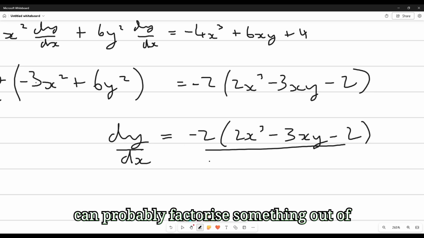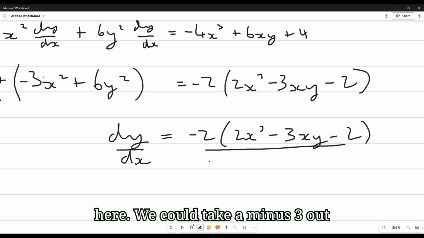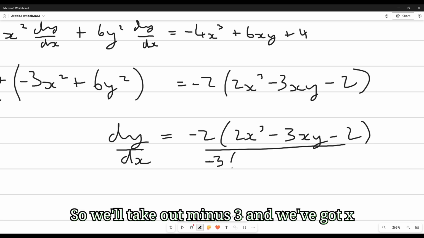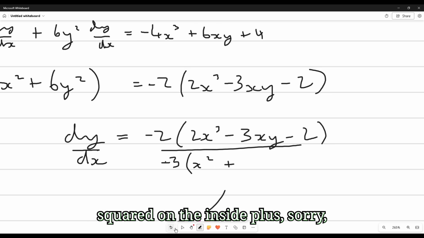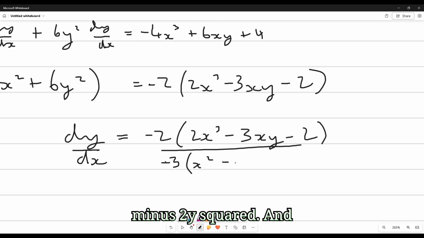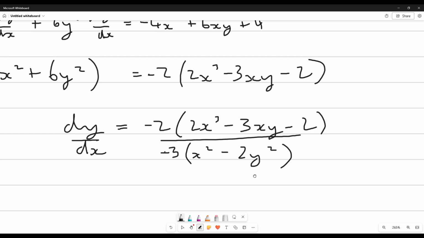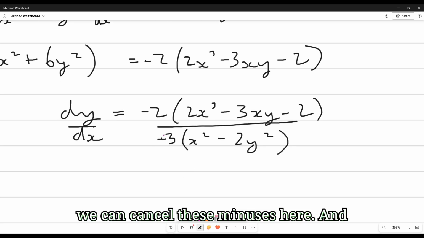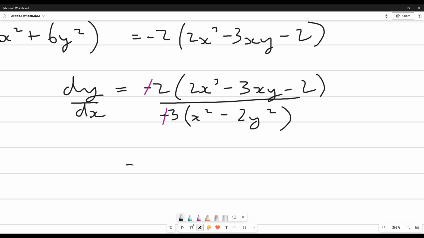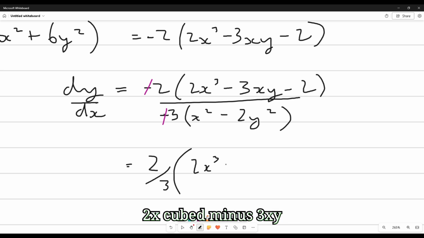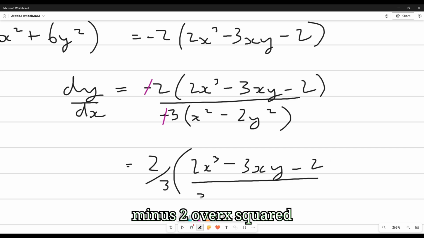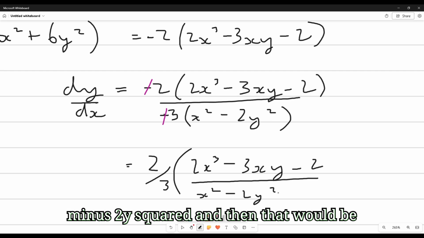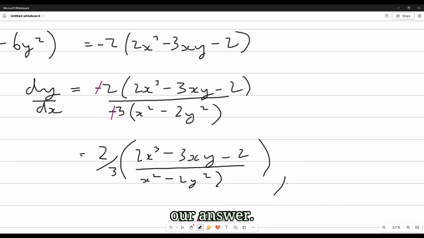Well, we can probably factorize something out here. We could take a minus 3 out. So we'll take out minus 3, then we've got x squared on the inside plus, minus 2y squared. And we can cancel these minuses here. And then we can say 2 over 3, 2x cubed minus 3xy minus 2 over x squared minus 2y squared. And then that would be our answer.